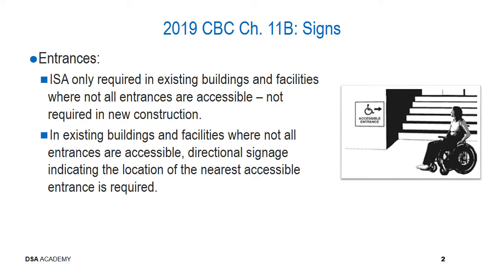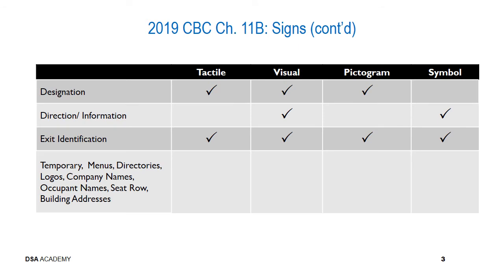This table indicates various types of signs and whether or not they must provide tactile, visual, pictogram, or symbols in compliance with Chapter 11B. Designation signs must meet the tactile and visual provisions. Pictograms are not required, but if they are provided, they must comply.